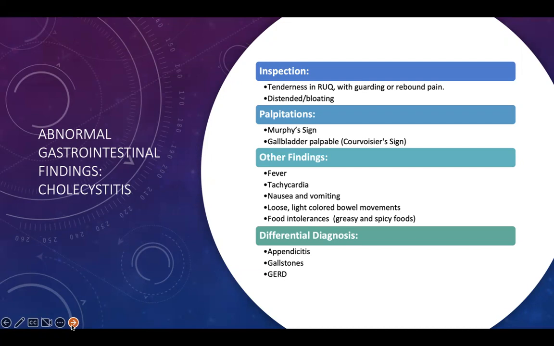When palpating patients with cholecystitis, there will be a positive Murphy sign. The Murphy sign is pressure over the liver. We'll have the patient take a deep breath, and the patient will experience pain in doing so. In some patients, if severe enough, cholecystitis may present with a palpable gallbladder. This is also known as Courvoisier's sign. Other complaints the patient may have or experience are fever, tachycardia, nausea or vomiting, loose and light-colored bowel movements, and food intolerances such as to greasy, spicy foods.